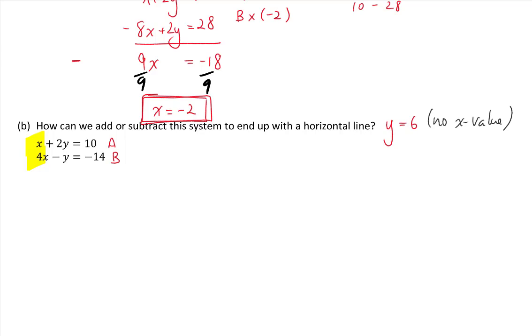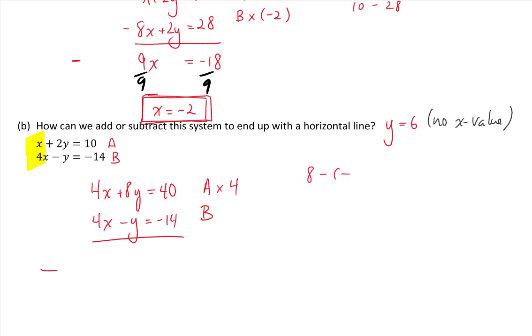Hopefully you've tried that. So what I would do is take A and multiply it by 4. A multiplied by 4 gives me 4x plus 8y equals 40. I would leave B the way it was. So B is 4x minus y equals -14. Then I would subtract. 4x minus 4x is 0. 8 minus -1, that gives me 9y. 40 minus -14, that gives me 54. And it just happens to be I got 9 again. Doesn't always happen this way.